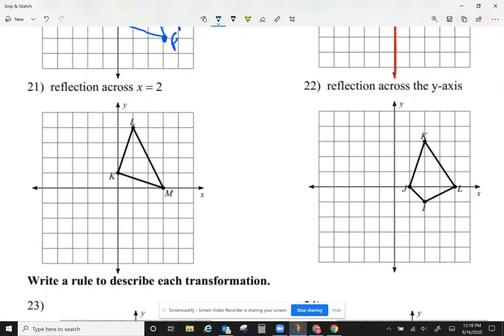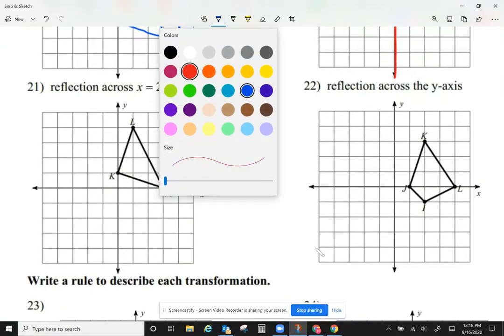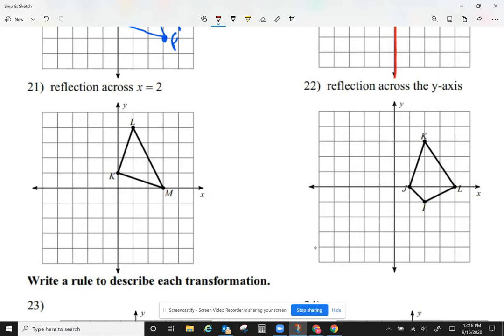Now let's take a look at number 21. Let me identify the mirror line. It says reflection across x equals 2. So I'm thinking the y-axis is also known as x equals 0. So my line x equals 2 should look like the y-axis. Now, because it is x equals 2, I'm going to move 2 on the positive side. So I'm going to move it 2 to the right. So I get this line, the line x equals 2.